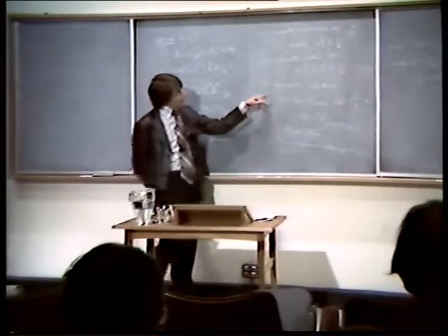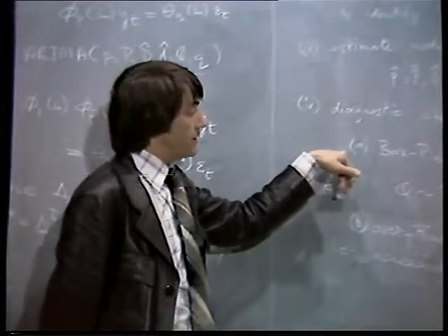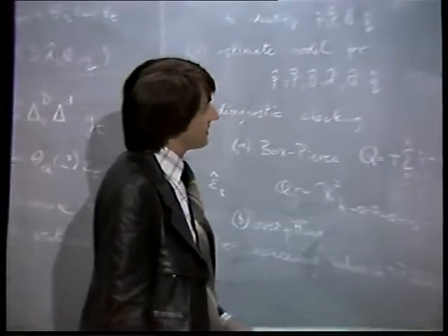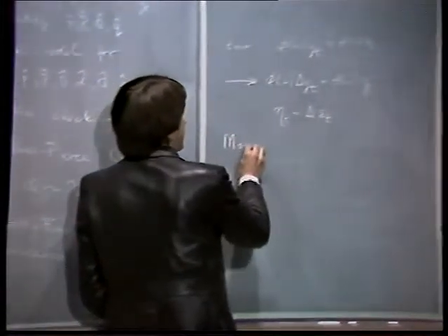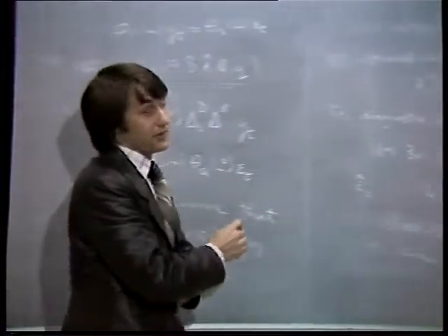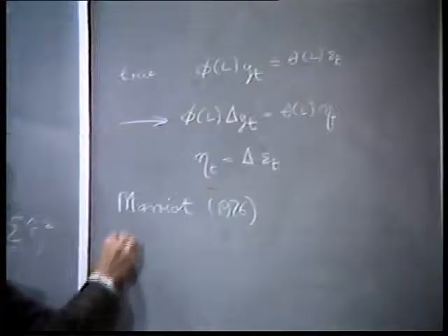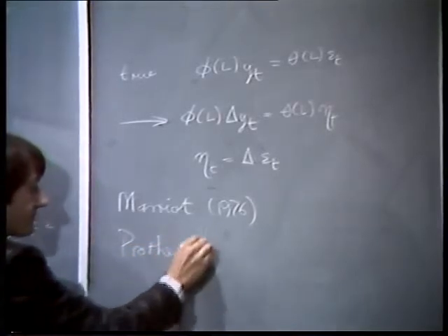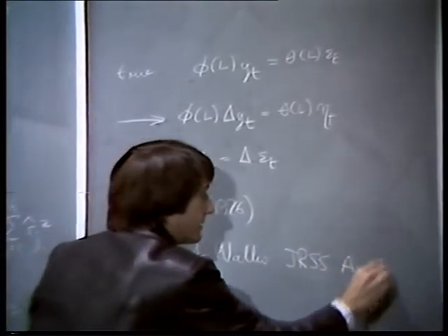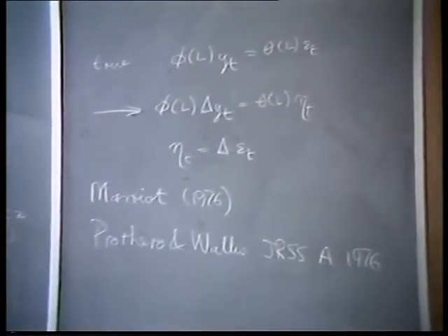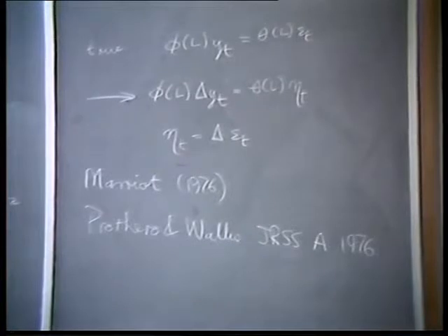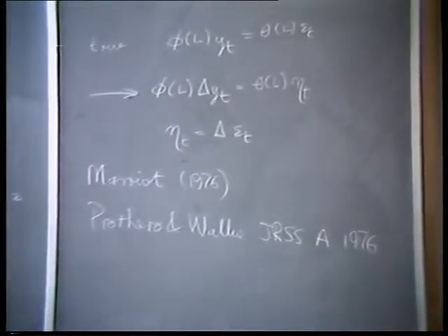And if we look at the approach for the diagnostic checking using, for example, the Q statistic of Box and Pierce, in a simulation project at LSE, Marriott in 1976, and this work is referred to in the discussion of the paper by Prothero and Wallace, on modelling macroeconomic time series in the Journal of the Royal Statistical Society, Series A, 1976. Marriott did a simulation study of the performance of the Q statistic.